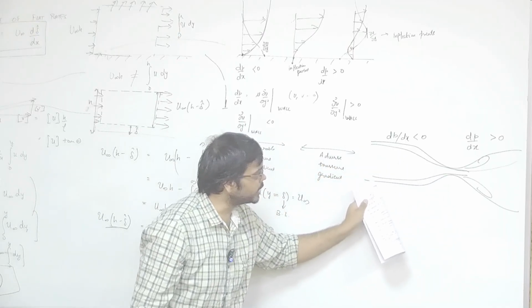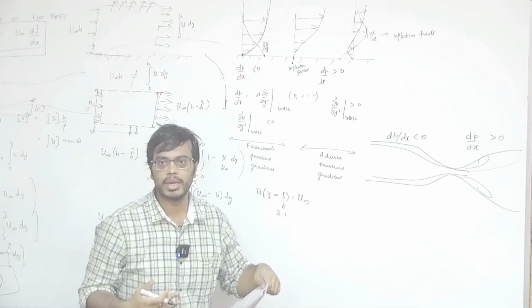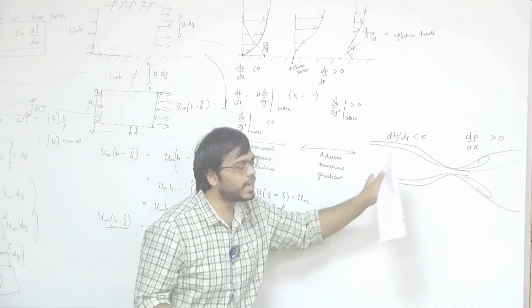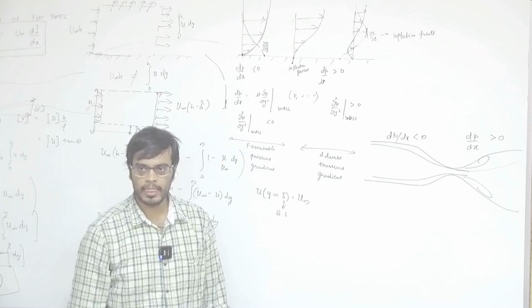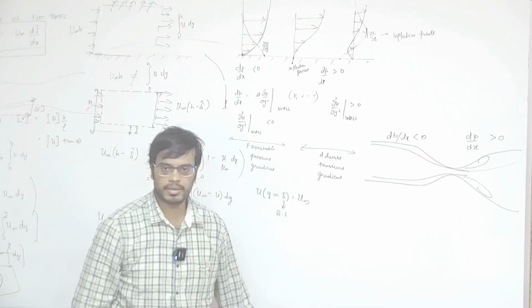So, this region is favorable to the boundary layer. Basically, it tries to maintain the boundary layer, and there are ways in which you can induce a pressure gradient which is negative enough so that it suppresses the boundary layers enough. Suppressing means it will make it thinner and thinner and thinner.